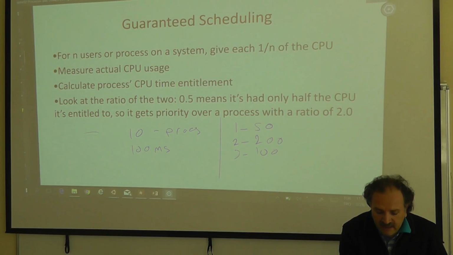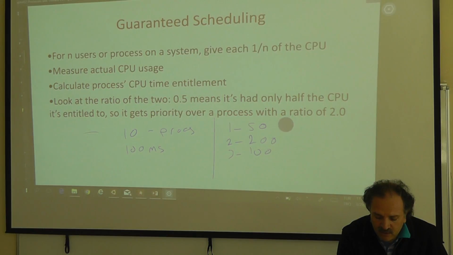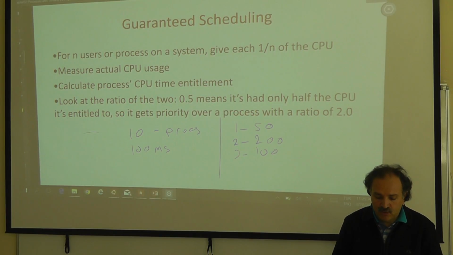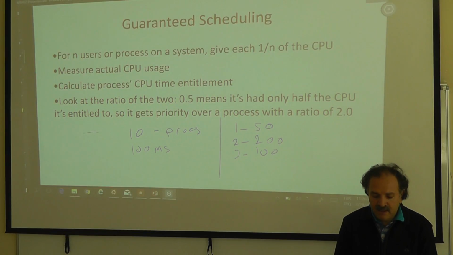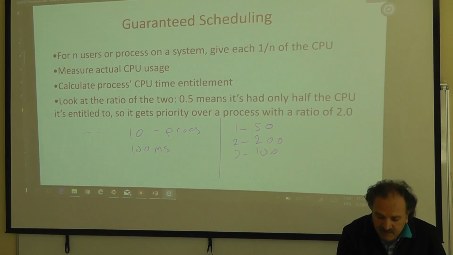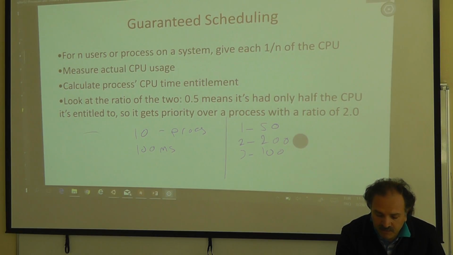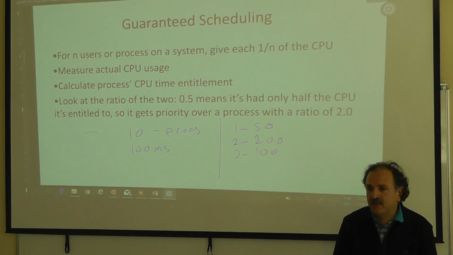So I know that each process should use 100 milliseconds. This one used half the time that it needs to use. This one used 2 times the time that it needed to use. So this one used too much, this one used too little. This one used just about the expected time. So this one will get higher priority, this one will get lower priority, this one will get the same priority.